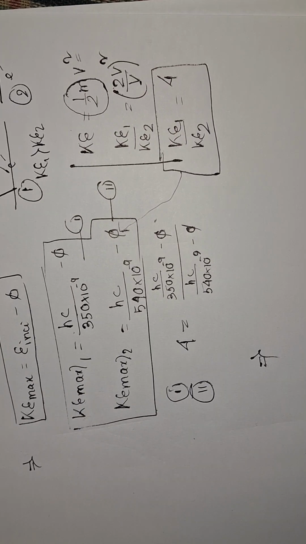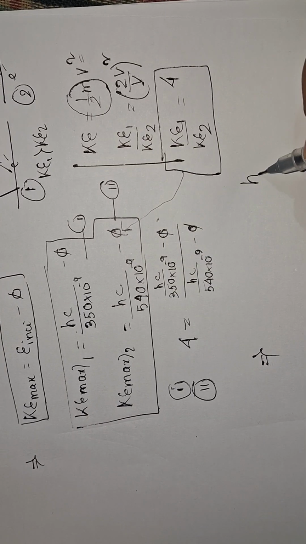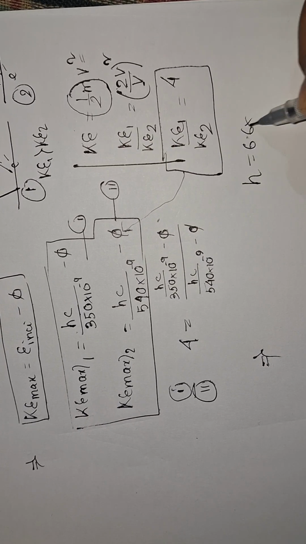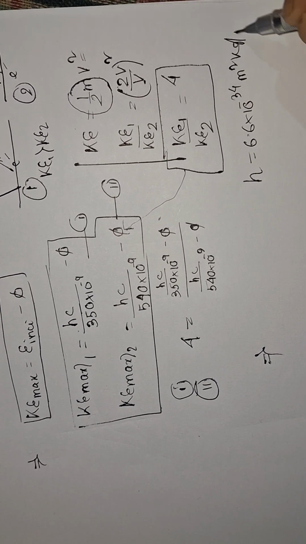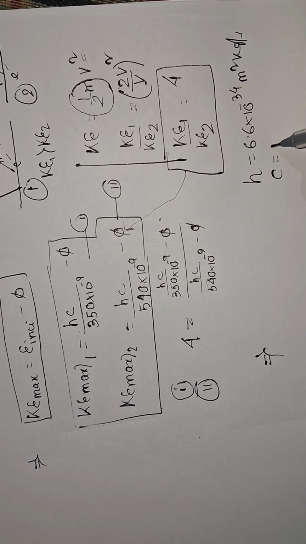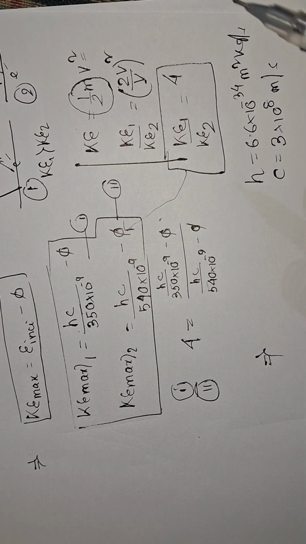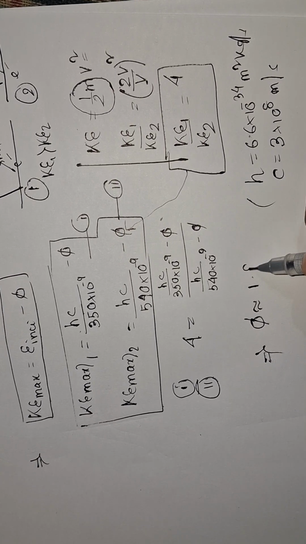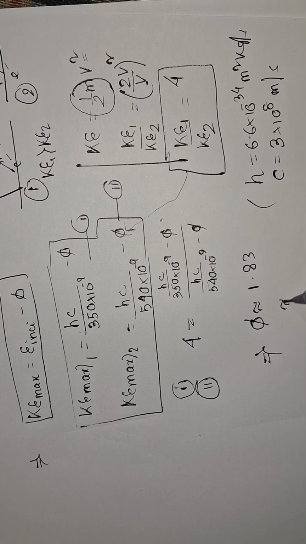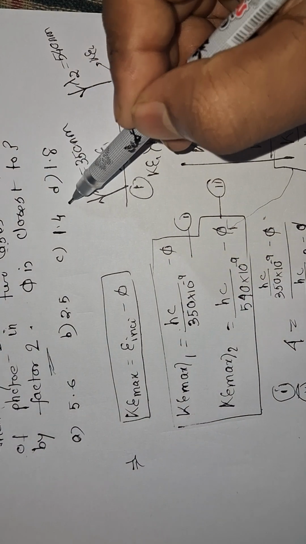So let us calculate it, and before calculating, we need to put the value of hc. H is the Planck constant, and its value is 6.6 into 10 to the power minus 34 meter square kg per second. And the value of c, the speed of light, as we know, is 3 into 10 to the power 8 meter per second. On putting these two values in and calculating, we'll get phi close to 1.83, that is close to 1.8. That is option number D. Option D is the correct one.